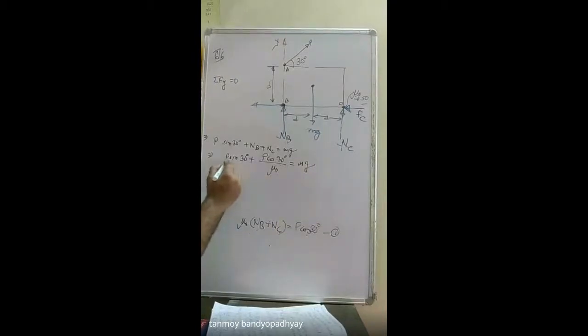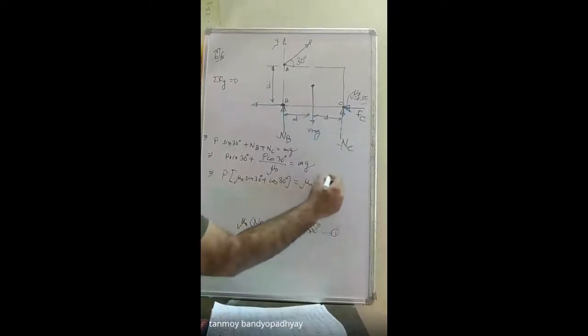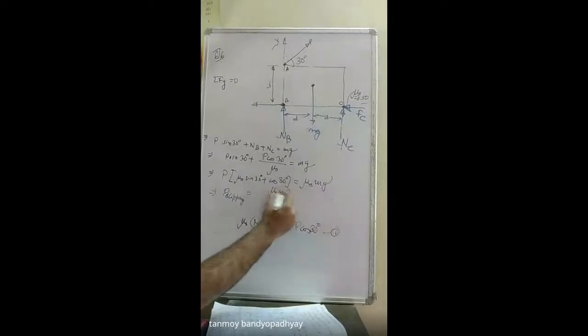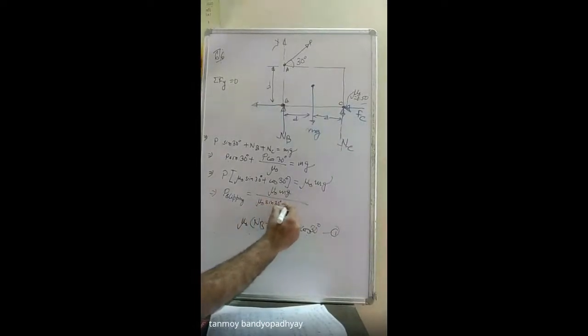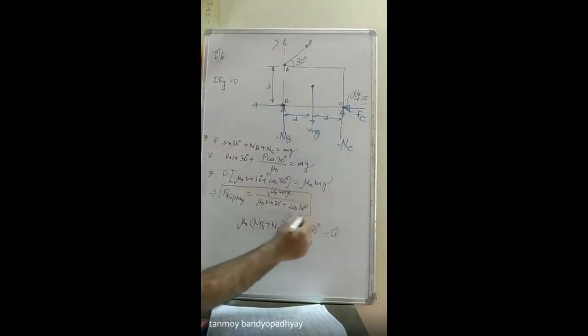So what will be P? P will be equal to mu s into mg divided by mu s sin 30 degree plus cos 30 degree. So this is actually the slipping load. Let's call it P slipping. So that will be equal to mu s into mg divided by mu s sin 30 degree plus cos 30 degree. So this is the first value, the slipping load.